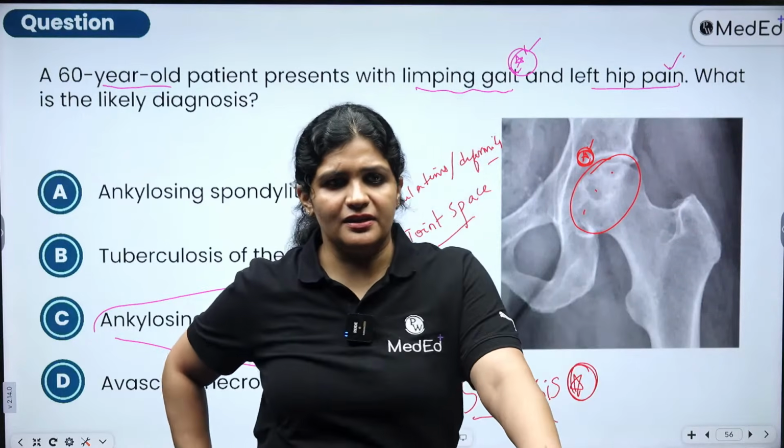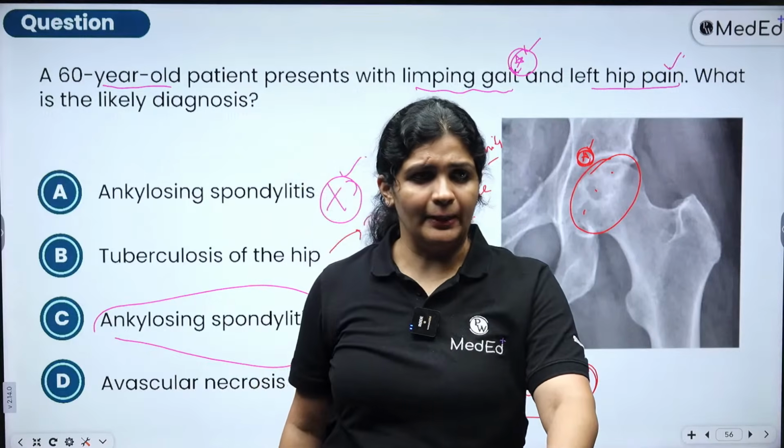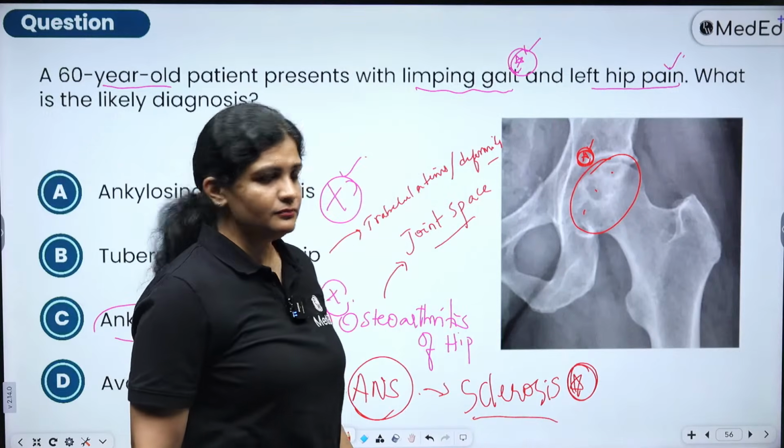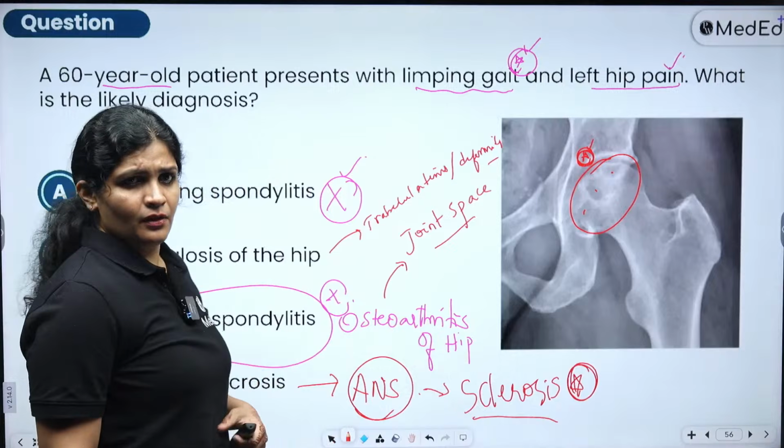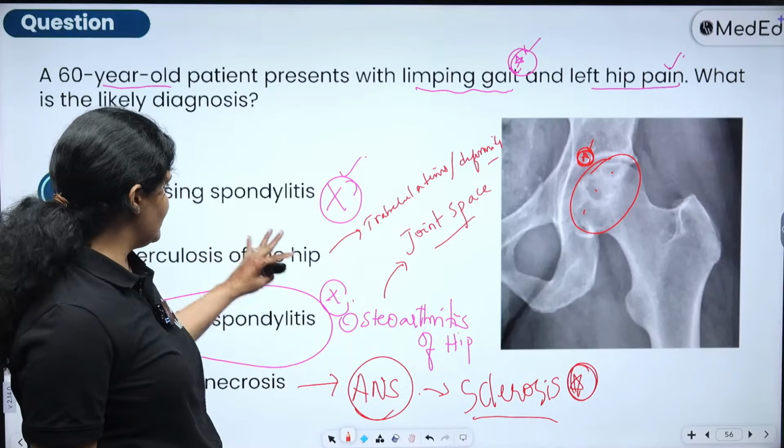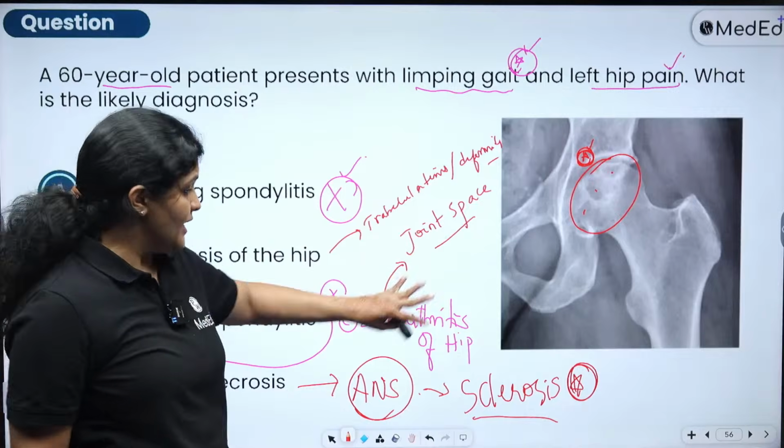Debankita Das, are you answering this as B, tuberculosis of hip, or the previous question? If you are answering this as tuberculosis of hip, no, it is not. It is avascular necrosis.